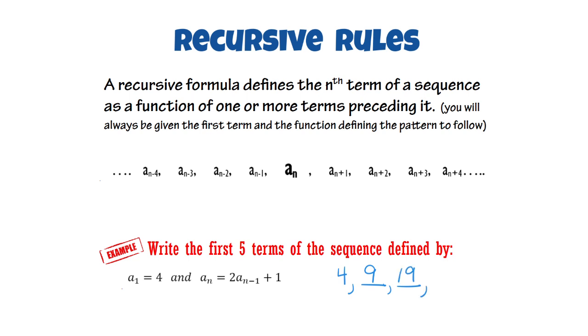All right, let's keep going. Take the term before it, double it, that'd be 38. Add 1. Take the term before it and double it. All right, that'd be 78. Add 1, that's 79. All right, so there's my first 5 terms.